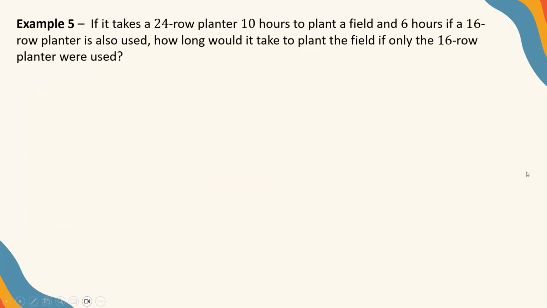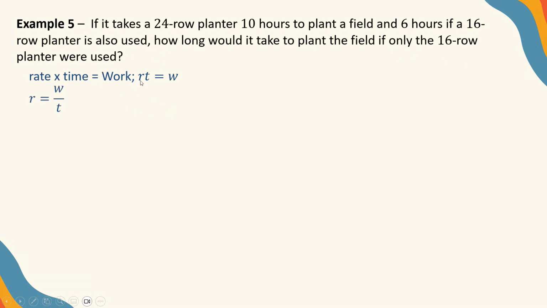And then we have a work problem. If it takes a 24-row planter 10 hours to plant a field, and 6 hours if a 16-row planter is also used, how long would it take if only the 16-row planter were used? So rate times time equals work.